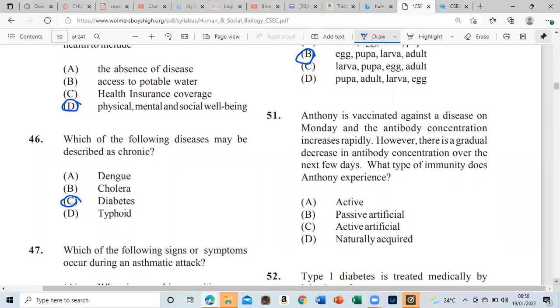Anthony is vaccinated. Oh Lord, what a word. Anthony is vaccinated against a disease on Monday, and the antibody concentration increases rapidly. However, there is a gradual decrease in antibody concentration over the next few days. What type of immunity does Anthony experience? Is it active, passive, artificial, or naturally acquired? And 51 would be B, passive, artificial.